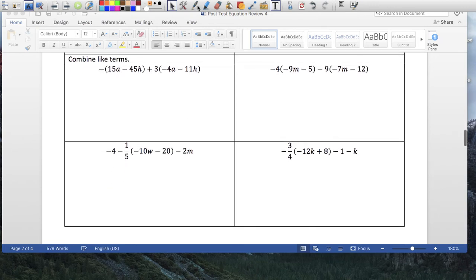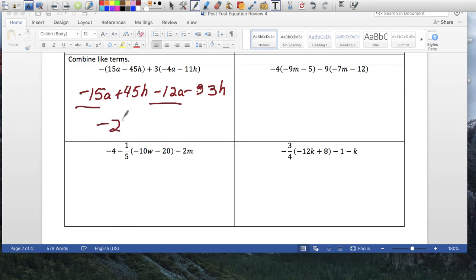Combine like terms. Minus 15a plus 45h minus 12a minus 33h. Combine like terms: the 15a and the negative 12a is negative 27a. 45 positive and 33 negative is going to be 12, so plus 12h.